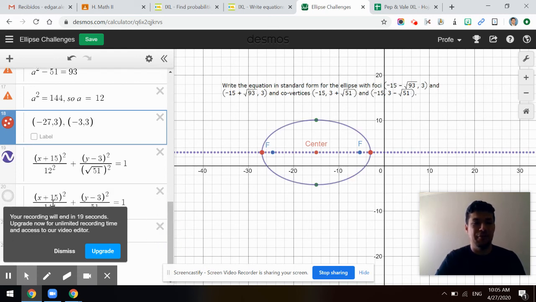Last thing I'm going to do is simplify this. I'm going to simplify my 12 squared to 144 and my square root of 51 quantity squared to 51. And that's the ellipse. So that is how you find, in the midst of chaos, the equation in standard form of a tough ellipse.